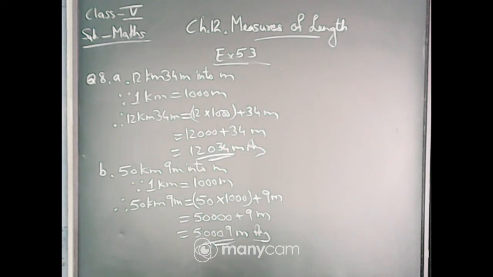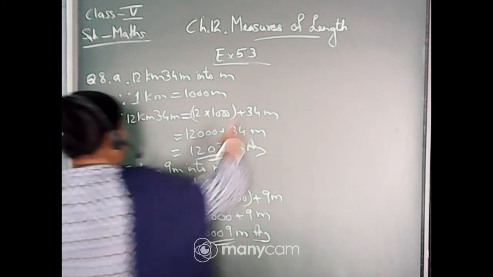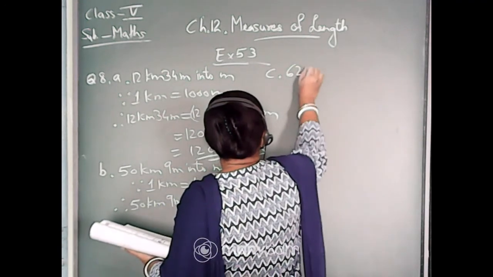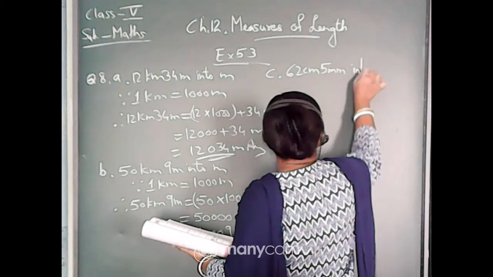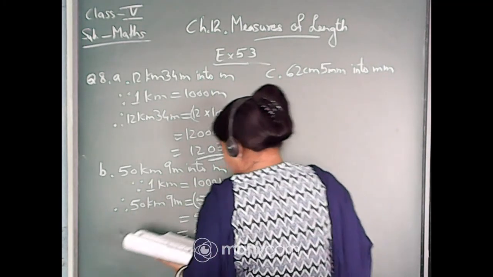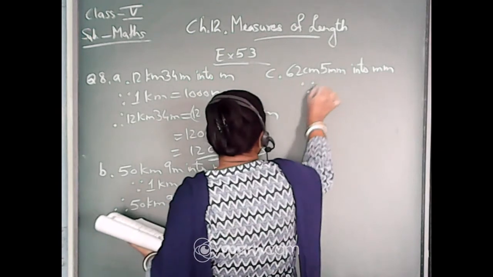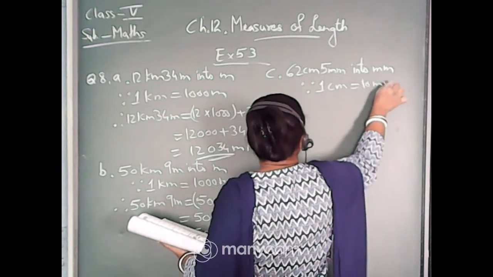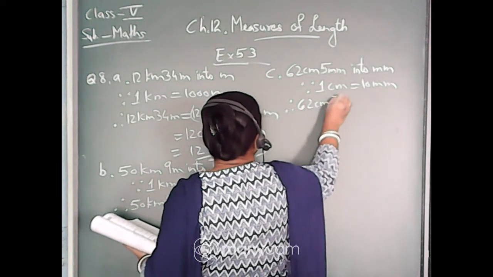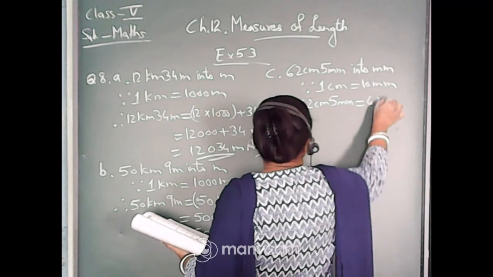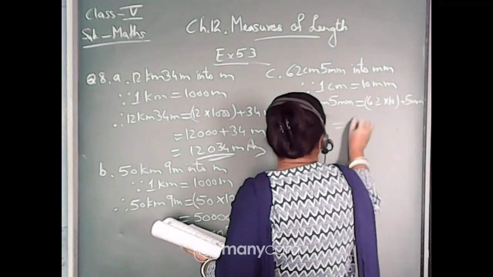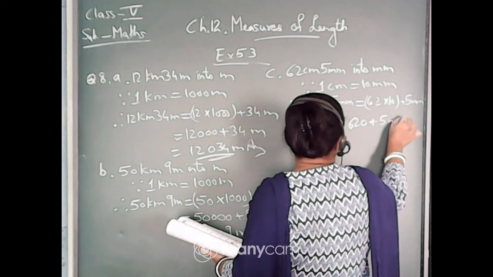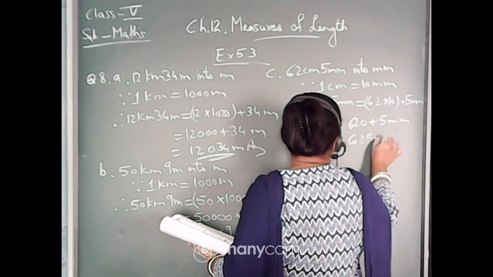Let us do number C. Number C, you have to change into millimeter. It is given 62 centimeter and 5 millimeter, and you have to change into millimeter. From centimeter to millimeter you have to change. Since 1 centimeter is equal to 10 millimeter, therefore 62 centimeter and 5 millimeter is equal to 62 into 10 plus 5, and the unit will be millimeter, mm. So this is 620 plus 5 mm. So the answer is 625 millimeter.